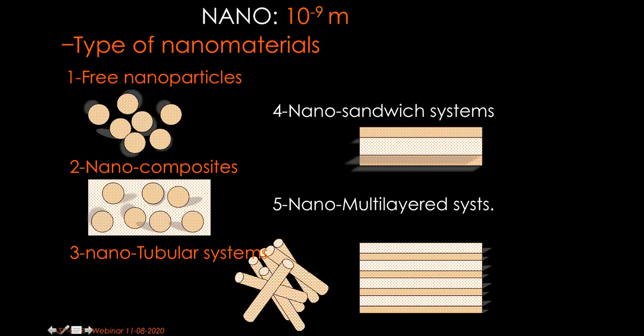And also you can find them in the form of, as the second one, a Swiss cheese, a piece of composite where inside you have nanoparticles, or you can find them in the form of cigars like this, tubes, nanotubes, what we call tubular systems, carbon nanotubes and others.